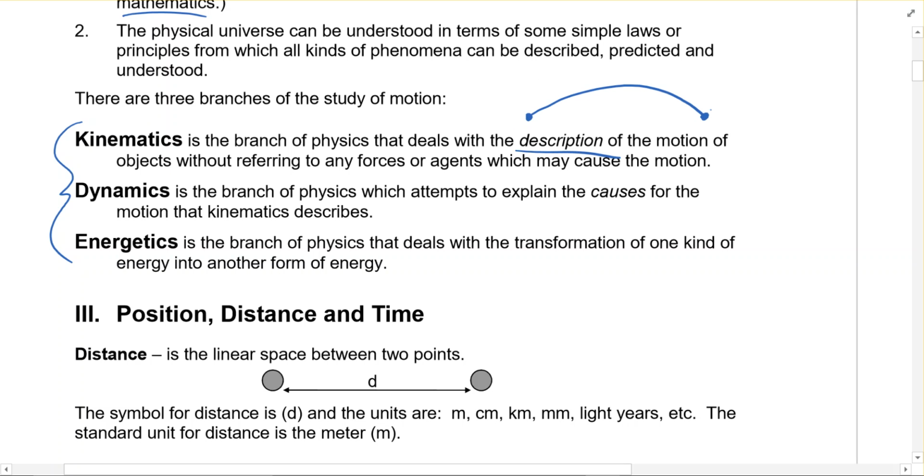Dynamics, which is going to come next, is the causes for motion. So really forces. We're going to talk about force being a cause of motion. And then energetics, that's similar to Science 10 when you learned about work, kinetic energy, potential energy, and the transformation between kinetic and potential energy. Okay, so that's what's to come.